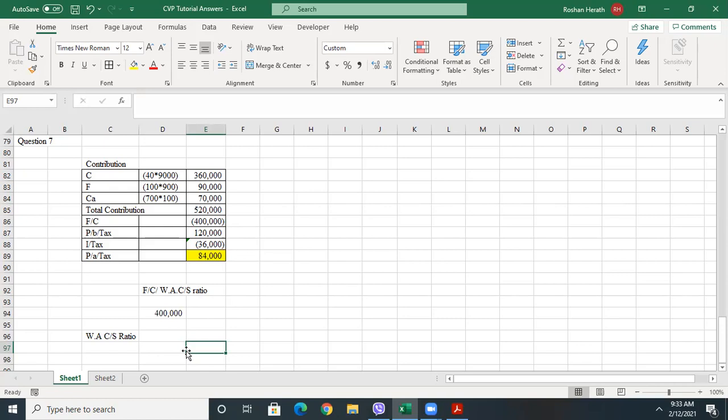Take 4 to 5 minutes time and figure out the answer.